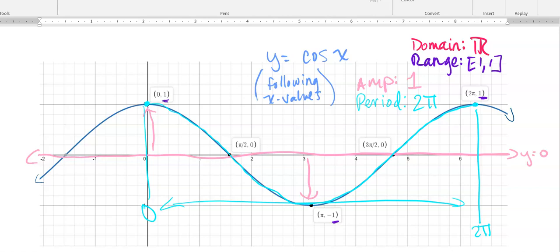But hopefully this helps you see how you can find domain, range, amplitude, and period on these functions. Okay, good luck, guys.